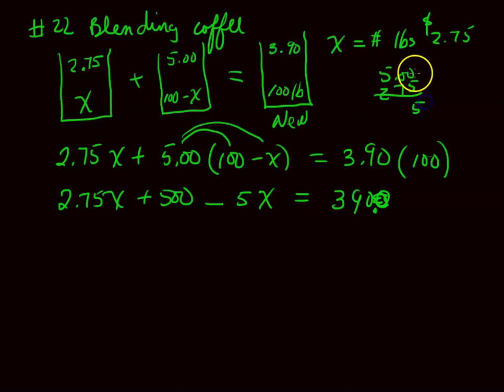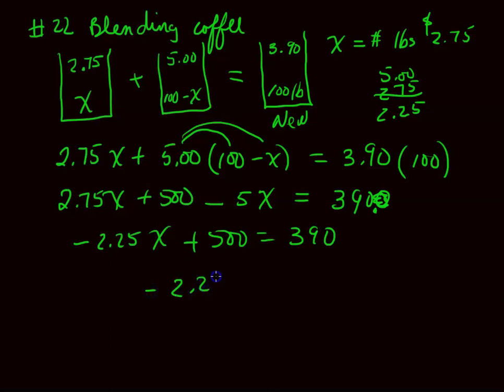10 is 5, so this would be 9 is 2, and 4, so it's 2.25 together. Yeah, we do need the decimals because that's the 5. Okay, so this is a negative 2.25x plus 500 equals 390.